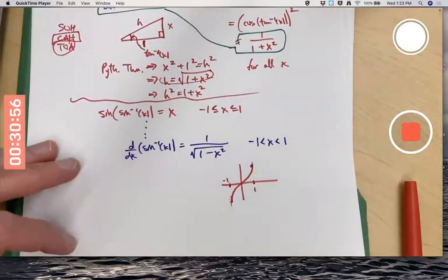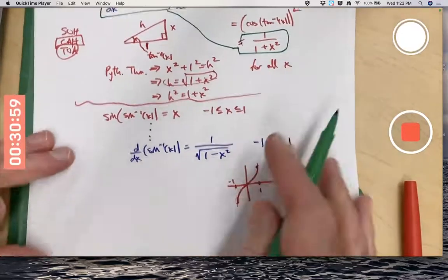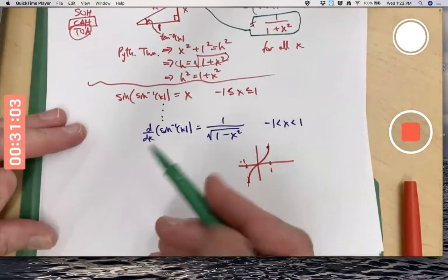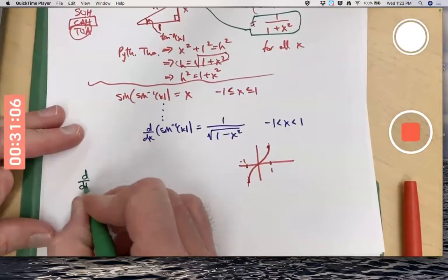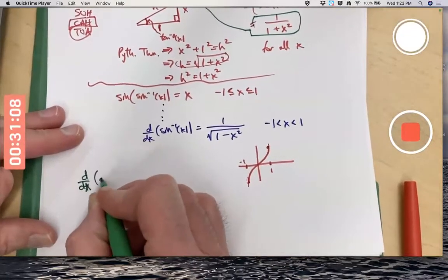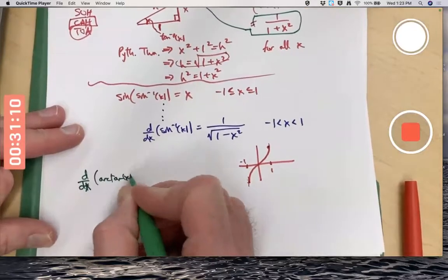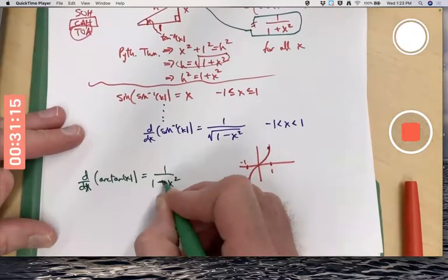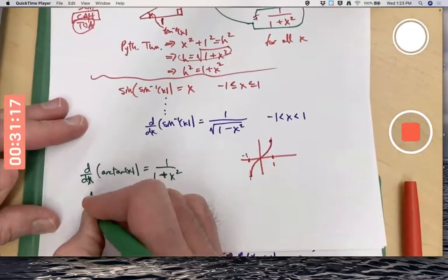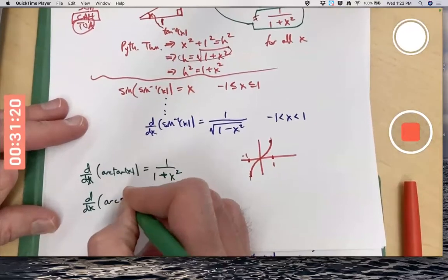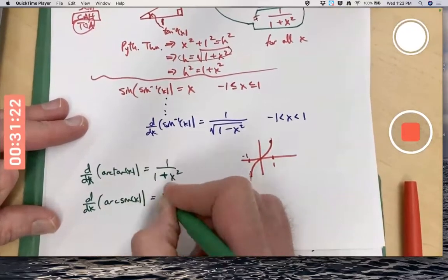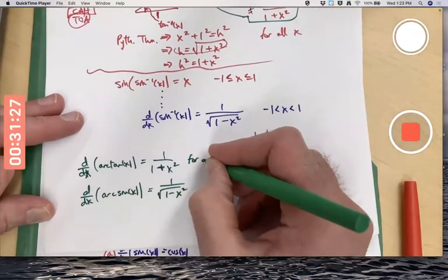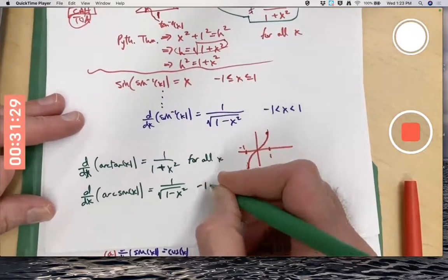Also, make sure you know for the quizzes and the gateway that these notations for inverse tangent and inverse sine are not the only way to write these functions. Inverse tangent can be written as arctangent. It's the same function, just different notation. And inverse sine can also be written as arcsine. So we can write this. Again, this one's true for all x. This one's true when x is strictly between -1 and 1.